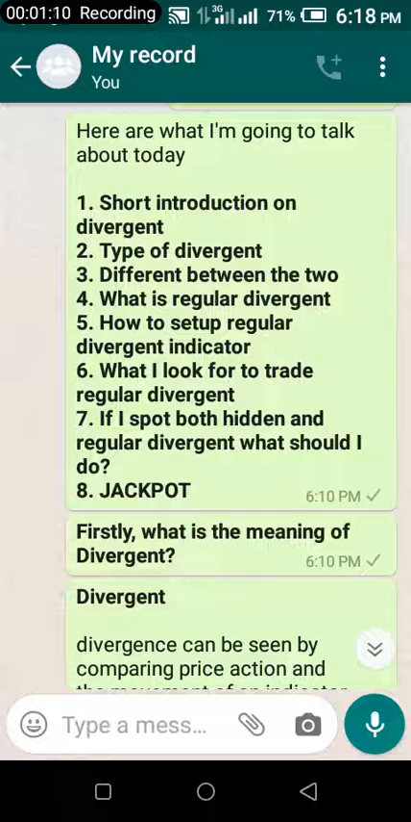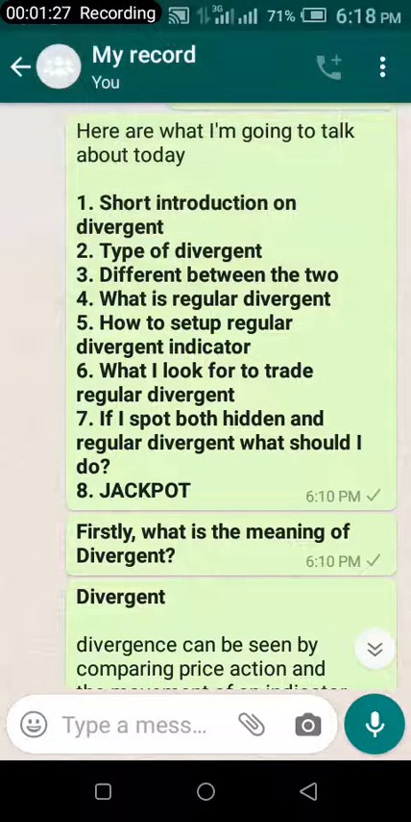I call it jackpot. I have 2 jackpots. I'm going to explain one now, and in my next video I will explain the other jackpot. Believe me, once you spot this jackpot, you are going to win the trade. So trade it, you will surely win.